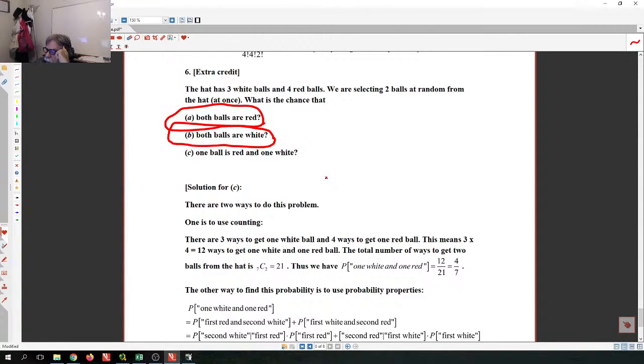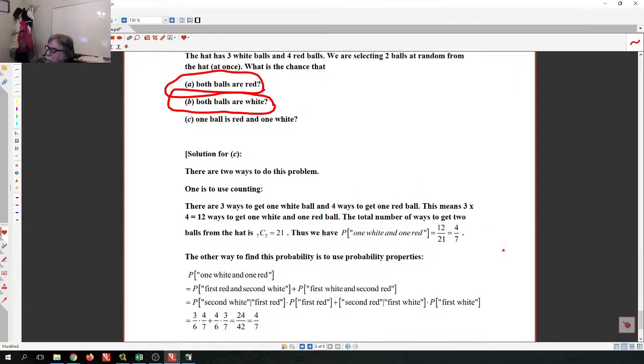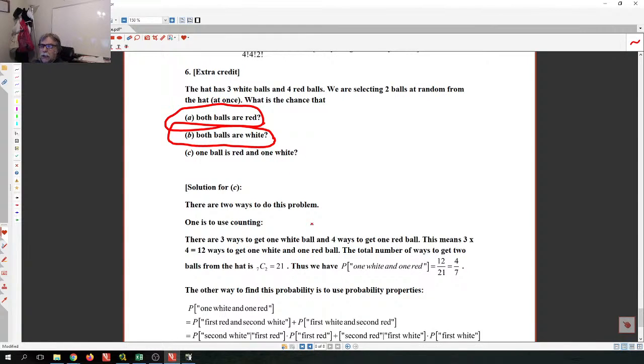So it's twice as likely to get 2 red balls than 2 white balls. But it's more than 50%: 4 out of 7 times is going to be 1 red and 1 white. And okay, I explained this 4 out of 7 down there. And of course, this ought to add up. 1 out of 7 plus 2 out of 7 plus 4 out of 7 is 7 out of 7. So it's going to happen. Either both are red, or both are white, or one is white and one is red.